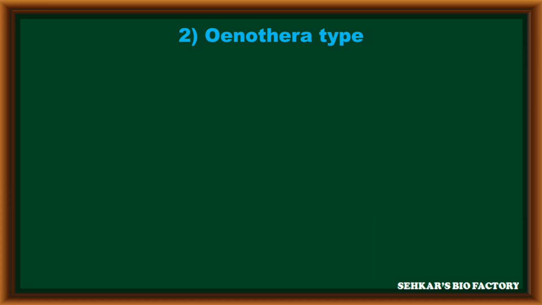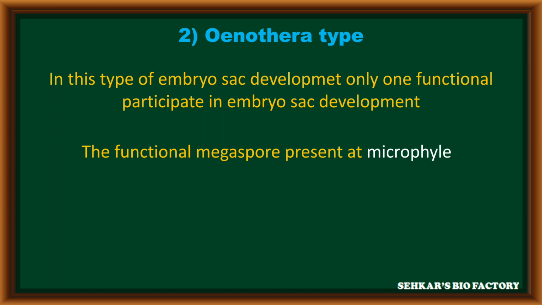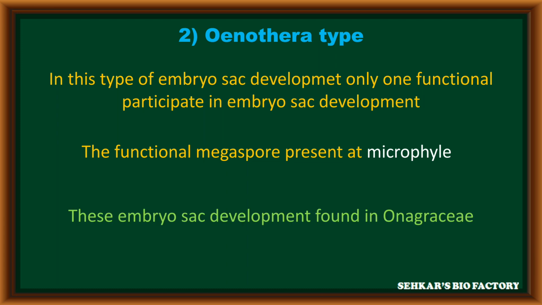Let us discuss the second type, that is the Oenothera type. In this Oenothera type also, only one functional megaspore participates in the development of the embryo sac. In this, the functional megaspore is located towards the micropylar end. This embryo sac development is observed in some members of the Oenotheraceae family.